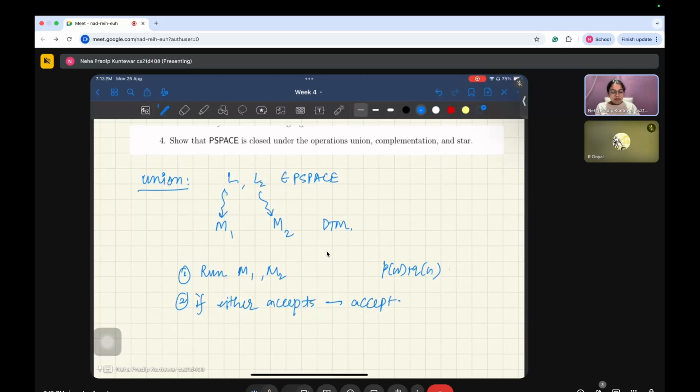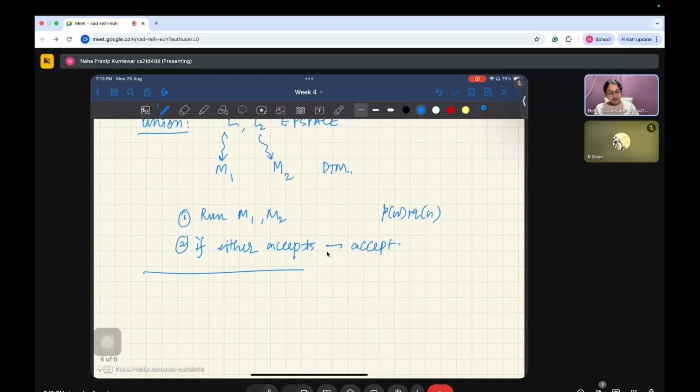And in complementation, it's simply that you run M1 and flip the answers. If M1 accepts, then reject, and if M1 rejects, then accept.